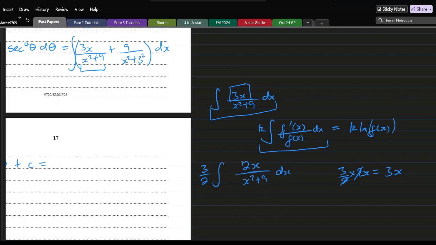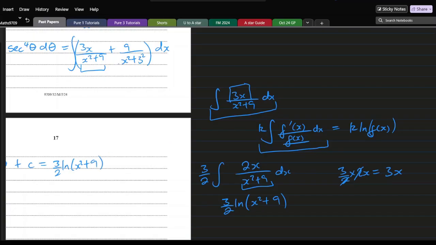But we need to maintain our original numerator of 3x, so we're going to multiply by a constant outside of the integral sign. So this here would actually integrate to give us 3 over 2 ln f of x. From here f of x is the denominator, so ln of x squared plus 9. So what we have here is 3 over 2 ln(x squared plus 9).